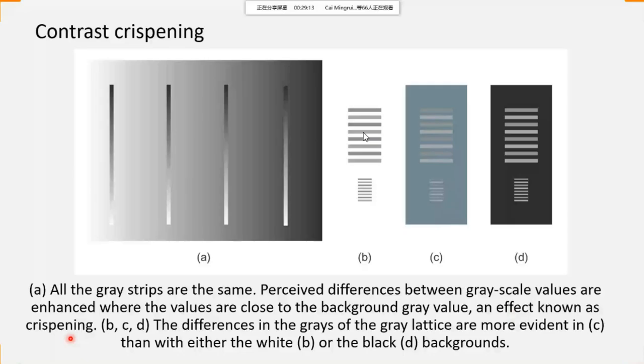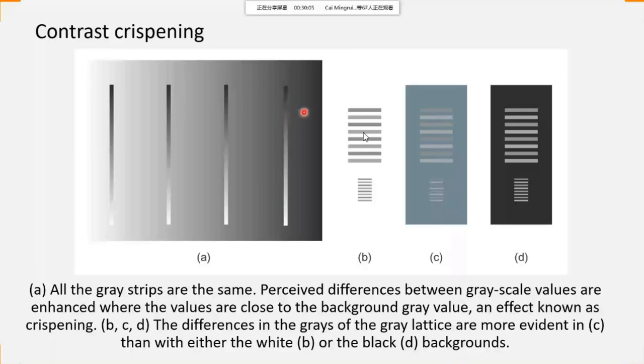That means if you compare these four strips here, they are identical, but you have quite different impressions. So you see more differences if the contrast between the strip and the background is low. So here, the background is bright here and dark here, and here are middle tones. So the bright background here gives you a better impression of the bright different tones on the strip. So you see more differences here than you see here. Also the strip is the same, but here you see more differences here.